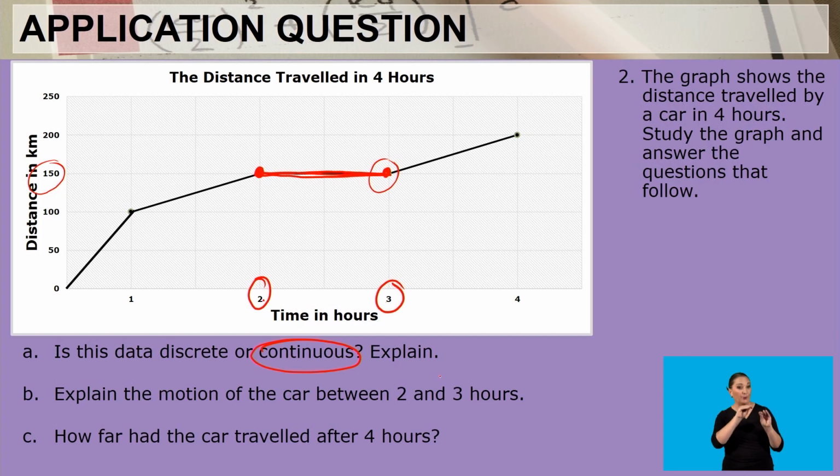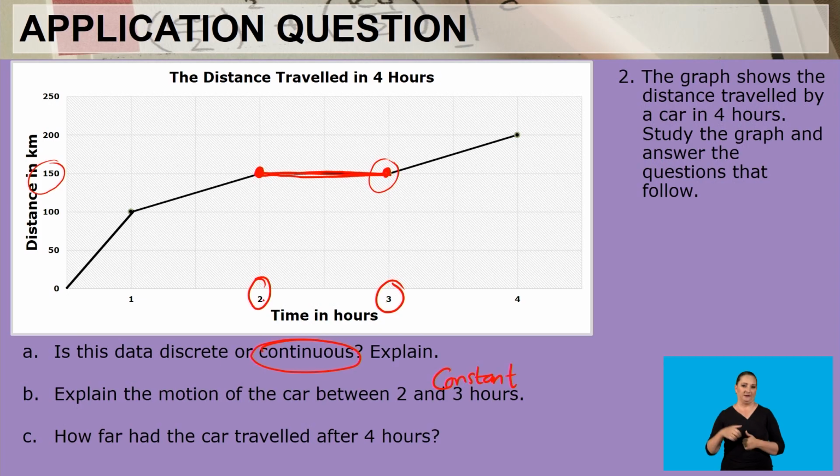Well, this graph is constant where we move from the second hour to the third hour. We can see that the motion of our car was constant, and since our distance did not change, it means that our car did not move, but of course our time continues to move.